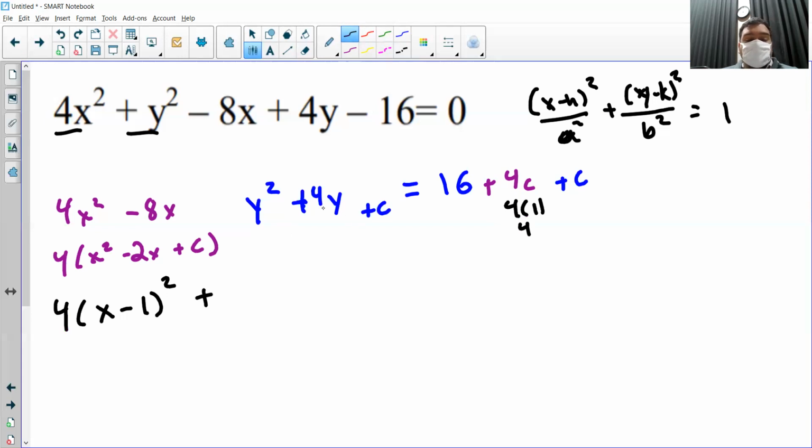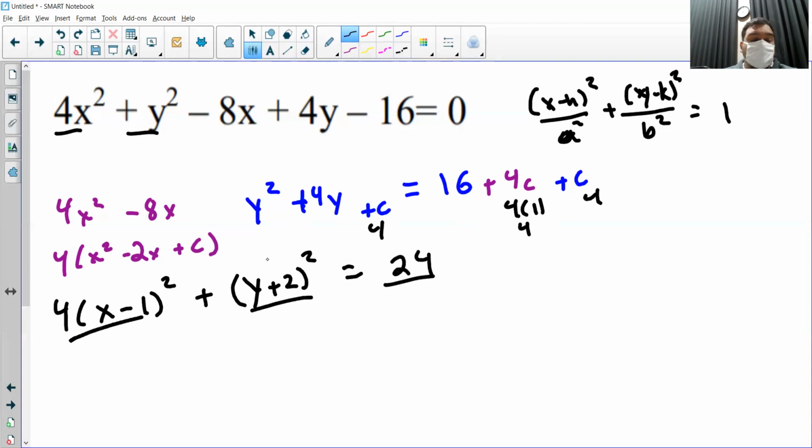Plus, we're going to add a C here, cut this in half, 2, square, 4. So there's going to be a 4 over here, which means I can reduce this to y plus 2 squared. If this one's 4, this is also 4. Add this all together, 16 plus 4 plus 4, 24. Then we have to make it 1, so we're going to divide everything by 24.